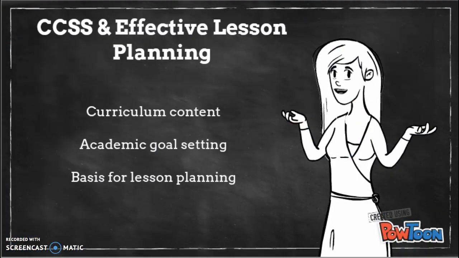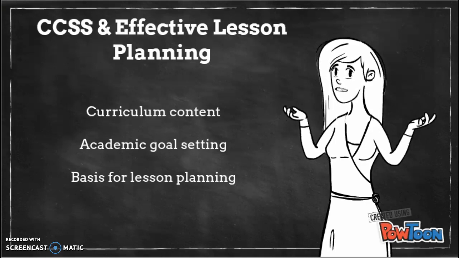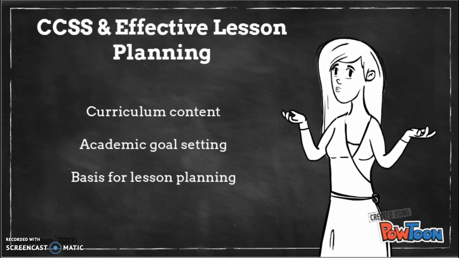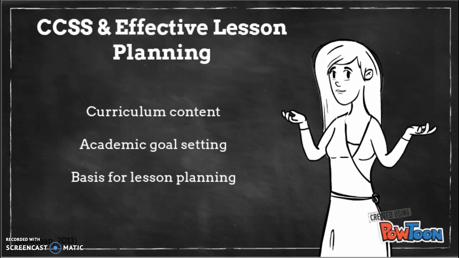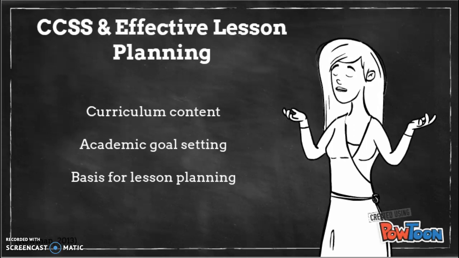Common Core state standards provide schools with the content of their curriculum. That is to say, they indicate what students should know and what they should be able to do. The learning standards serve as guidelines for educators to base their learning objectives upon.